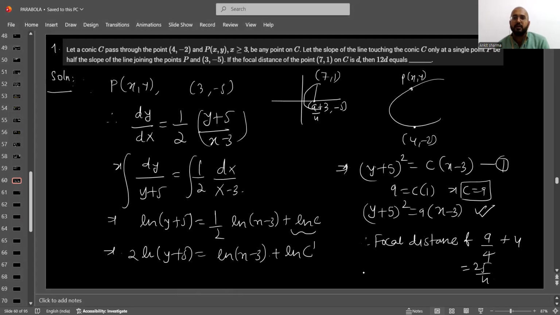Now we need, if the focal distance is t, then 12 into t I want. So 12 into t is going to be, we can simply multiply. The 12 into t will give me 75. So 75 would be the answer for this problem.